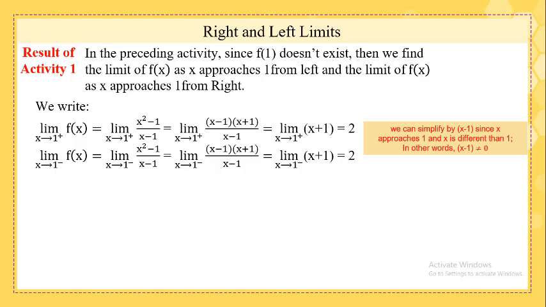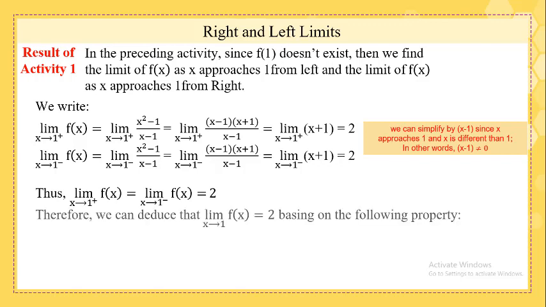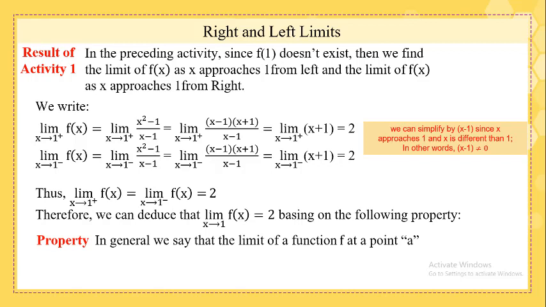Here we simplify x minus 1, which is the condition of our domain, that should not be 0 first, and then we can calculate our limits. We see that the left and right limits at 1 are equal to 2. Then we deduce that the limit of f of x as x tends to 1 is equal to 2 because of the following property.